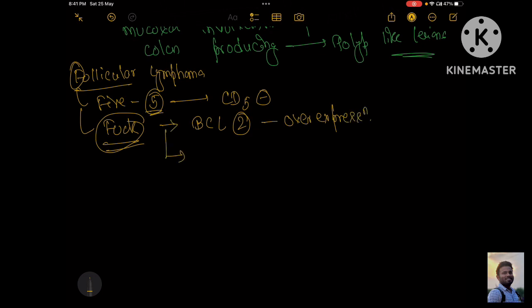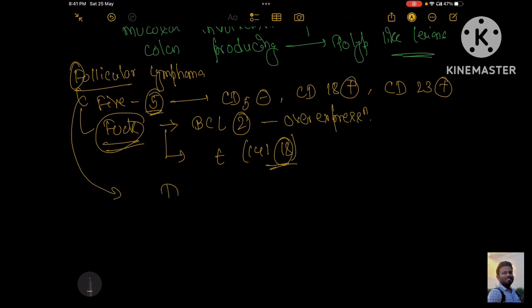And it generally starts at around 18 years of age. So, the gene translocation is T(14;18), and CD5 negative, but 18, so CD18 positive. 18 plus 5 equals 23, so CD23 positive. In case of follicular lymphoma, histological transformation occurs to DLBCL, diffuse large B-cell lymphoma, and Burkitt lymphoma.